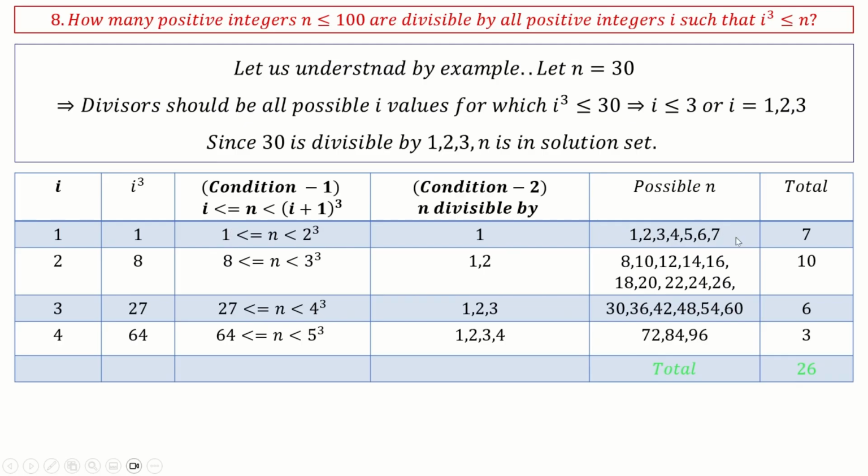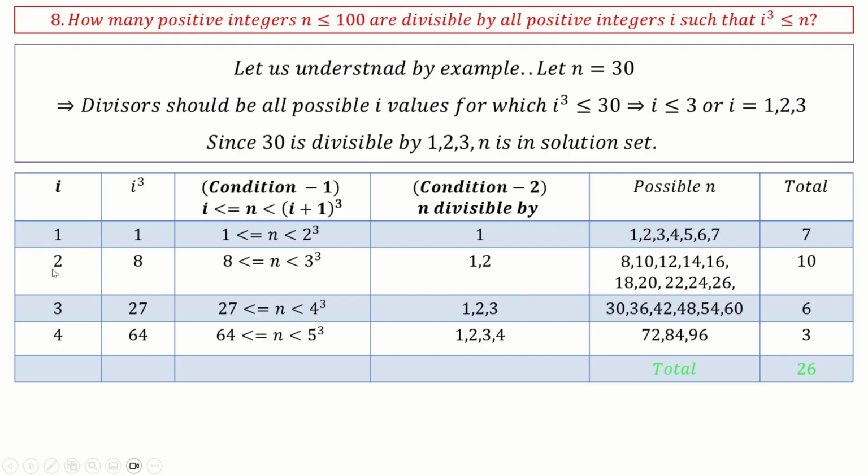Why are we not taking 8? If I take 8 as n, then 2 cube is also part of it, right? Then if 2 cube is part of 1 to n, 2 cube should be divisible by 1 and 2, right? So that will come in the next step. Let's understand that part later. So in this first condition, when i equals 1, the only possible n's are 1 to 7. So these are the 7 total.